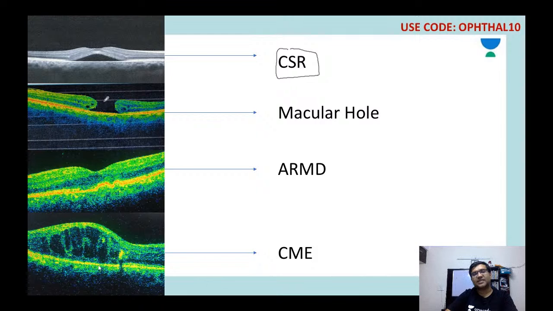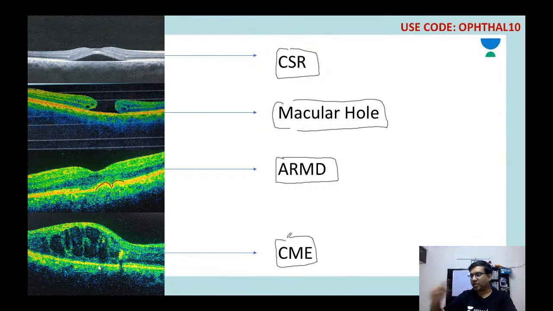Then the next one, which you can see that the layers of the retina are absent in the center of the macula. This is called macular hole. Then you can see the RPE is elevated. The retinal pigment epithelium is elevated. This is called ARMD. Then what you can see is the cystic spaces in the center of the retina. These cystic spaces in the center of the retina are called cystoid macular edema. Okay, so that is the role of the various OCTs and the various types of OCTs seen in different diseases.